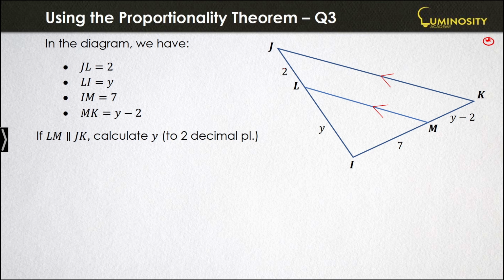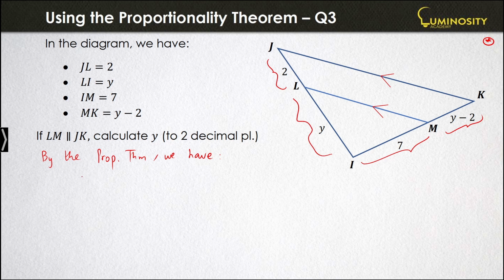So I can say by the proportionality theorem, I can take the ratio of IM to MK, which will be the same as IL to LJ. So IM divided by MK equals LI over JL. What was IM? It was 7. MK was Y minus 2. And that is equal to LI, which is Y, over JL, which is 2.